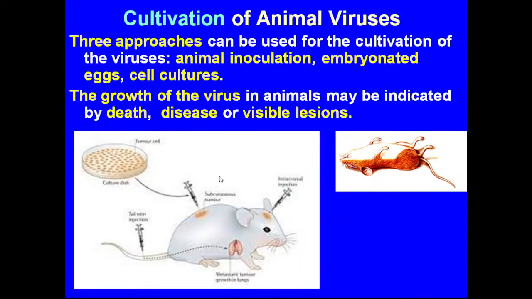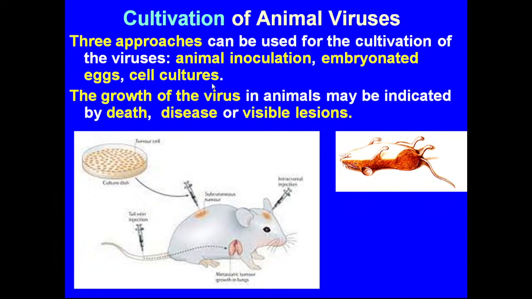So now we come to the process of virus cultivation in the laboratory, how we are going to culture it. Basically, three approaches can be used for virus cultivation. We may culture them in animals, we may culture them in embryonated hens' eggs or some other eggs, and we may culture them in cells derived from humans, animals, insects, whatever, and maintained alive outside the host organism.